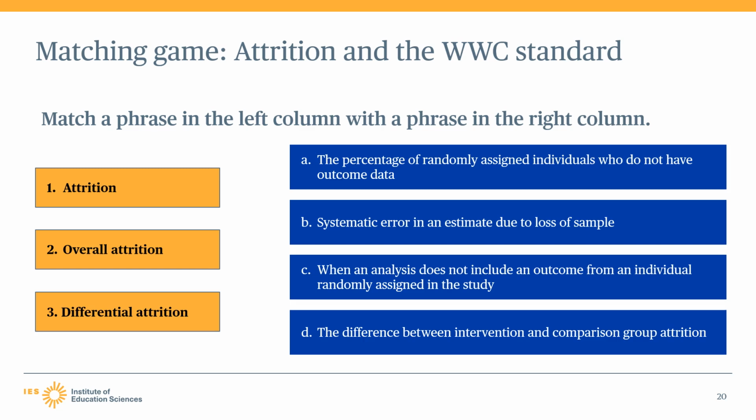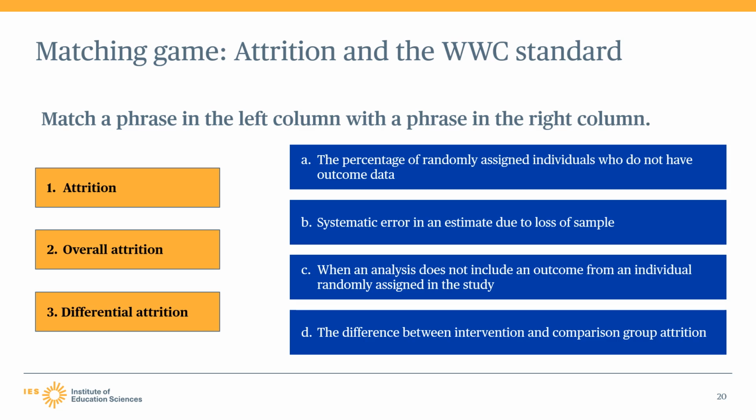The correct answer is C, when an analysis does not include an outcome from an individual who was randomly assigned in the study. The second term listed in the left column is overall attrition. The remaining choices are A, the percentage of randomly assigned individuals who do not have outcome data, B, systematic error in an estimate due to loss of sample, or D, the difference between intervention and comparison group attrition. What choice does it match to?